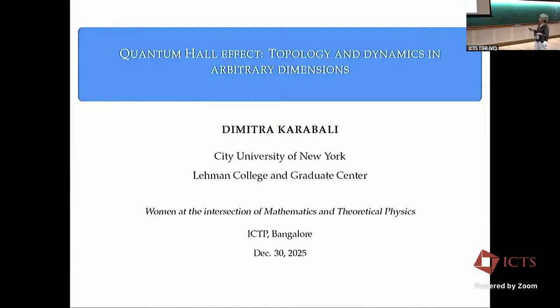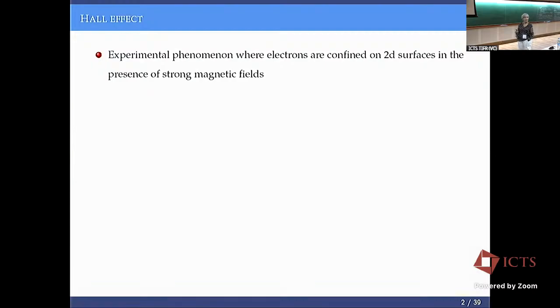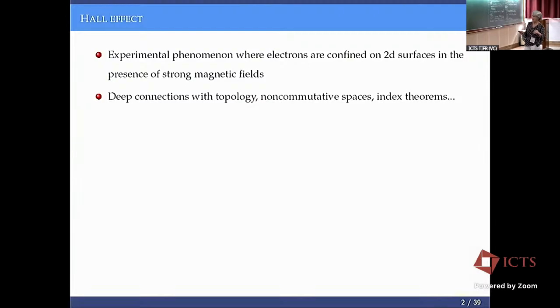Okay, so this talk is on quantum Hall effect. This is mainly an experimental phenomenon on systems, on materials where electrons are confined to move on a two-dimensional surface and where there is a strong magnetic field perpendicular to that surface. The effort to understand the phenomenon theoretically revealed deep connections with topology, fuzzy spaces, index theorems, which I think might be of some interest in this conference.